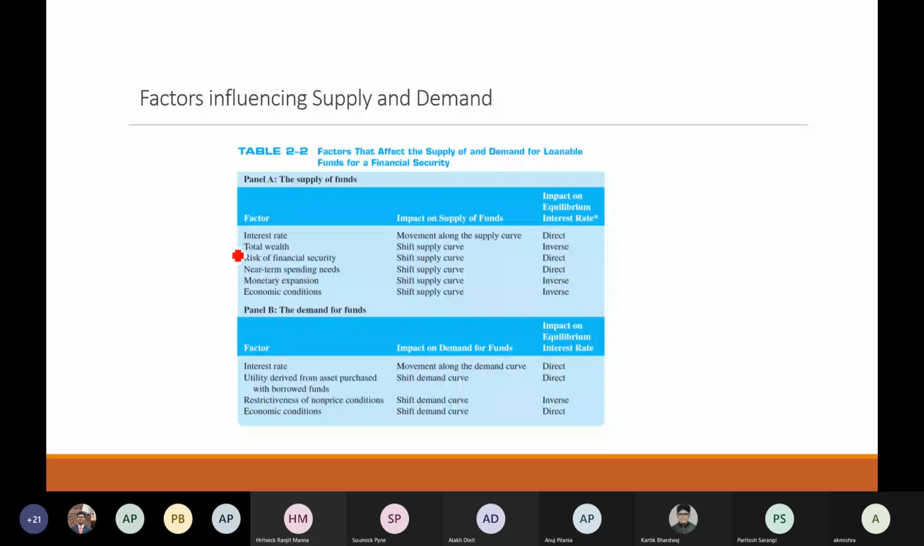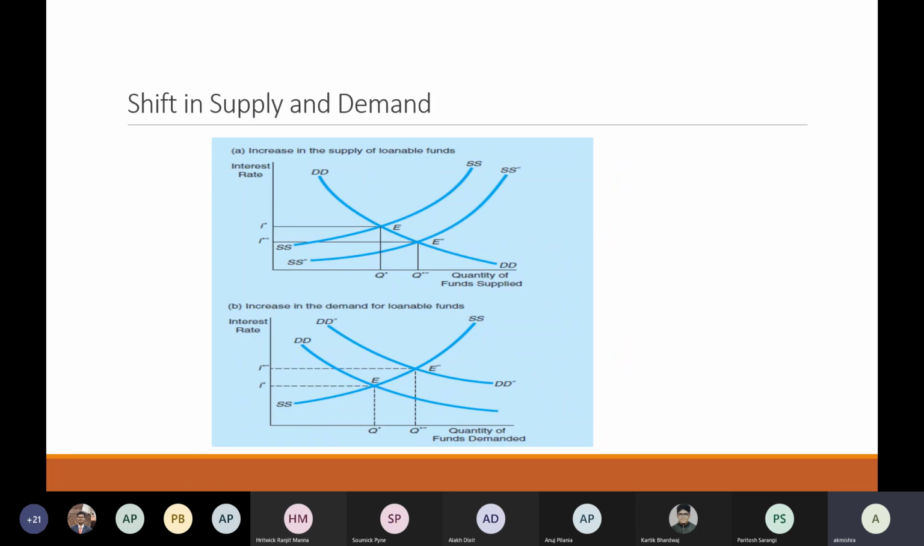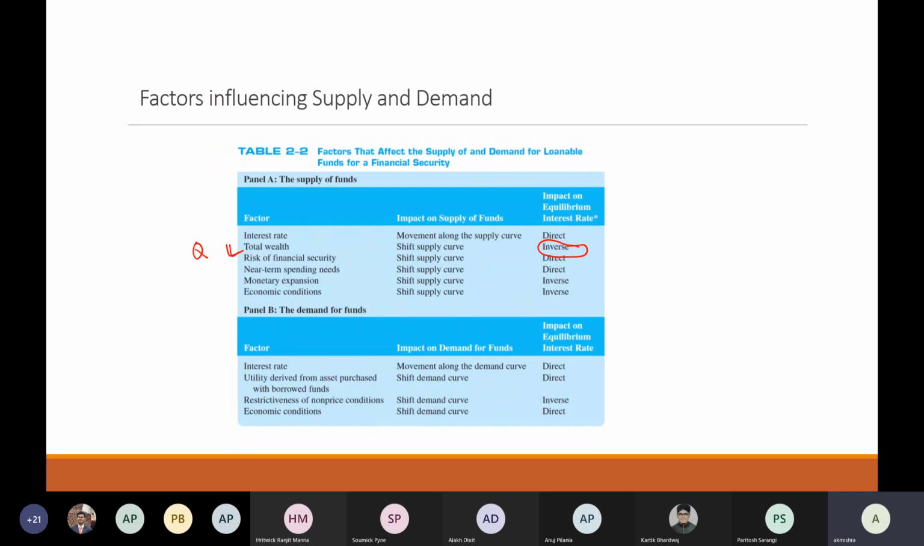Now coming back to the point, total wealth. If wealth is increasing, it means your fund is increasing. In that case, your supply will increase, and then there will be an inverse relationship with interest rate. Remember this scenario here. When supply increases, your supply curve shifted from SS to SS prime. In that case, your interest rate went down from R to R prime. So there is an inverse relationship.